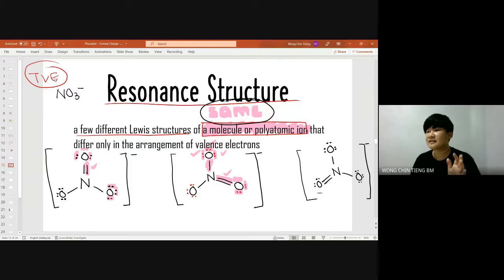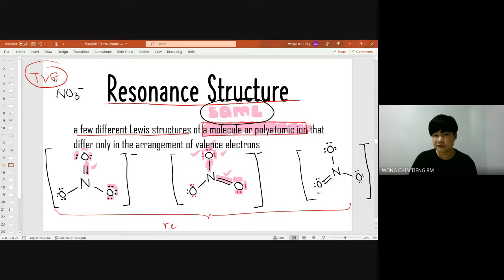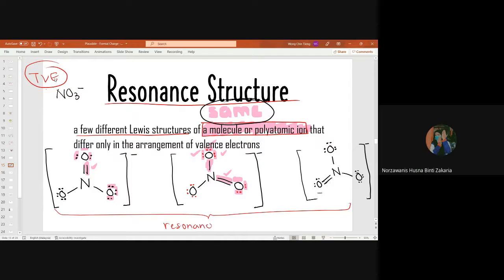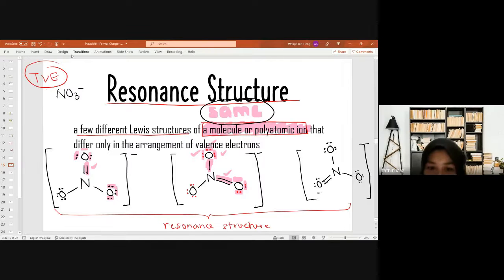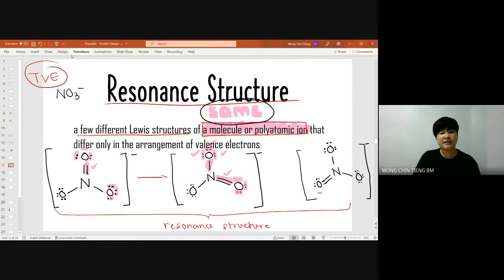And the last thing in resonance, what is missing in my answer? What is missing in my resonance? Arrow. What type of arrow are we using? Double-headed. Anybody can tell me why double-headed? Because video Miss Wong kata double-headed.